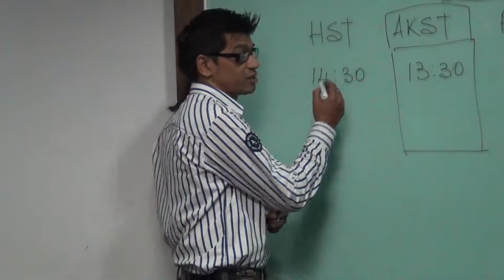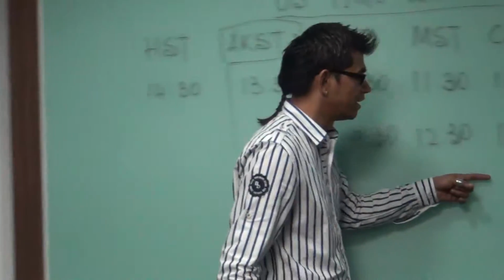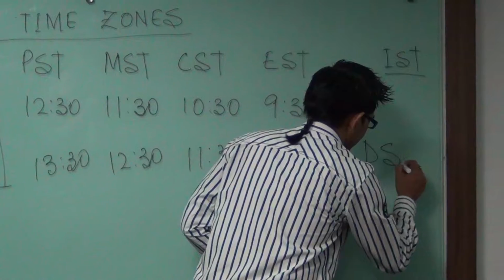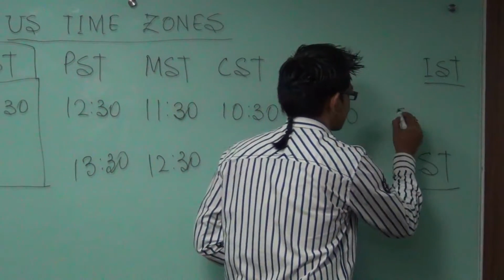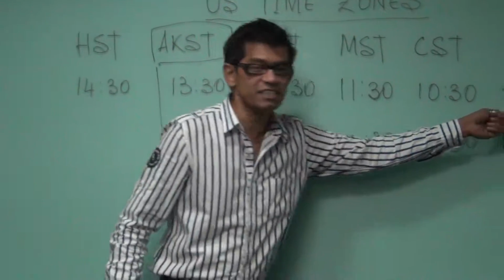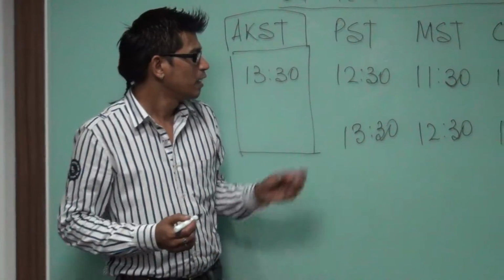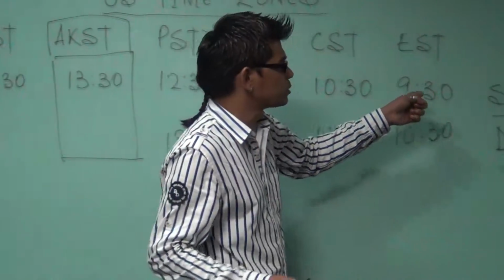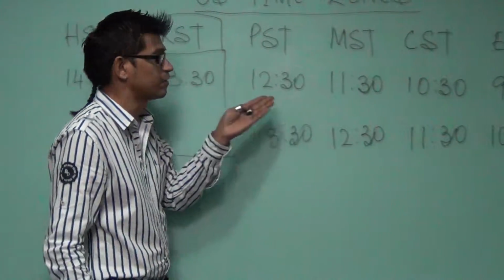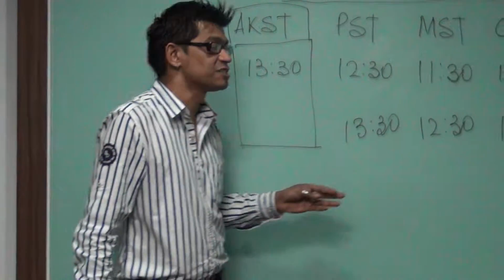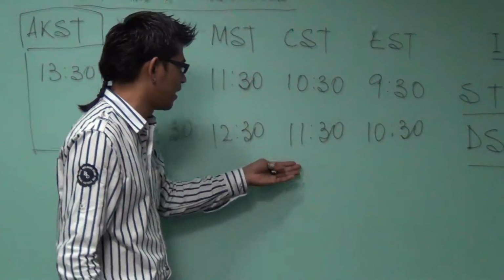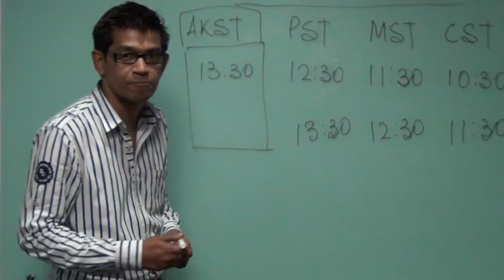And Hawaiian Standard Time. Now till here, this is called daylight saving time, and this is called standard time. So during the standard period of time, the difference between IST and the time zones would be 9.5, 10.5, 11.5 and 12.5 hours. And during daylight saving time, the difference would be 10.5, 11.5, 12.5 and 13.5.